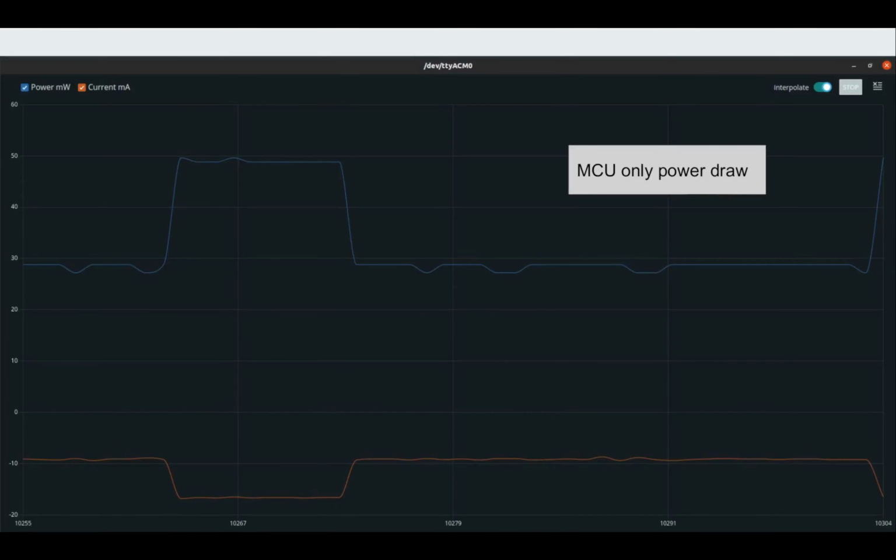These are the measurements. You can clearly see the peaks. This is just the MCU power draw. You can see where it goes from 50 to 30 milliwatts because we are shutting down.